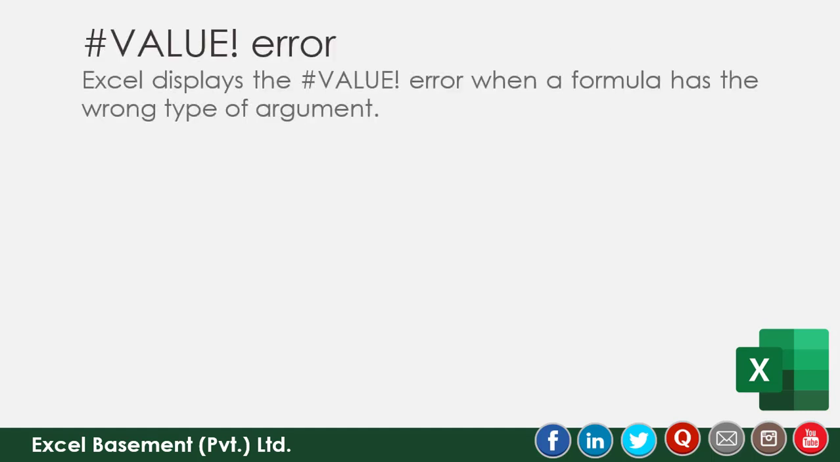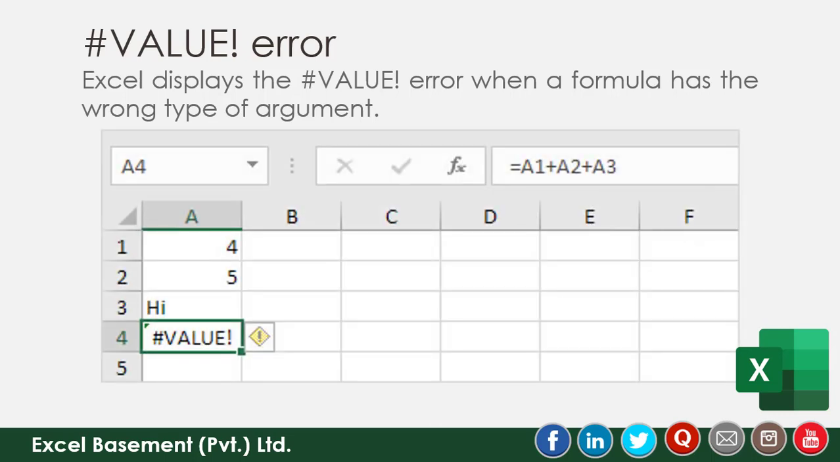Alright, so the next error is the #VALUE! error. Excel displays the value error when a formula has the wrong type of argument. Every function argument has a different nature and approach to fill it, so if you go against that nature or rule, definitely a value error will occur. For example, there are three cells, two contain a number and one contains text. If you do a calculation like A1 plus A2 plus A3, definitely a mixture of numbers and a textual value does not return a number.